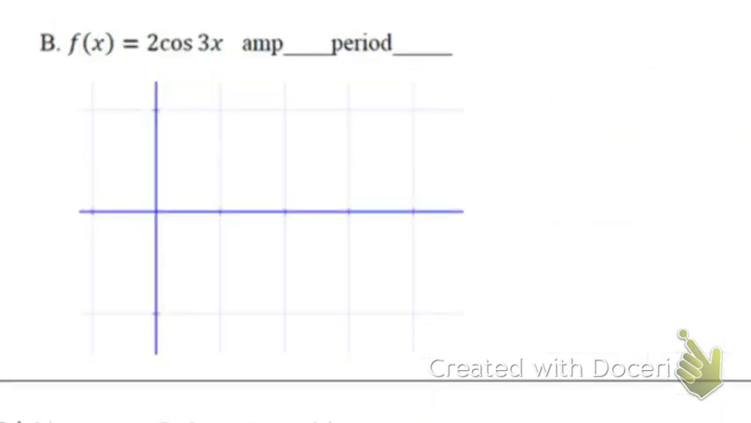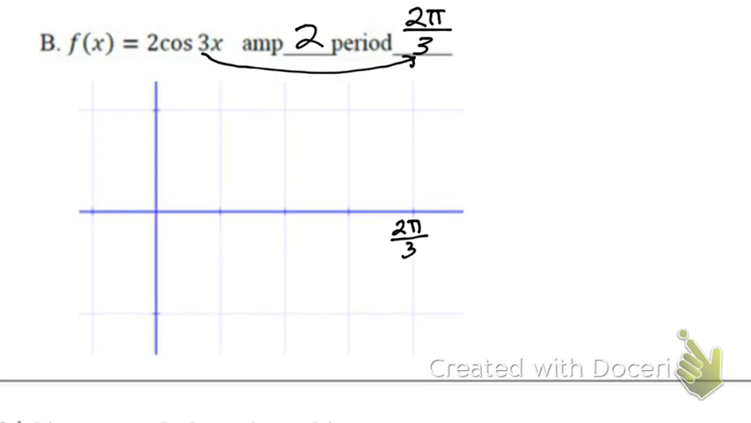All right, the amplitude for this one is just that 2. The period is 2 pi divided by the b value, which is 3. Once I have the period, this is like the first thing you do every single time. Find the period and mark your x-axis. I count out 4 tick marks: 1, 2, 3, 4. And I actually write that period down: 2 pi over 3.